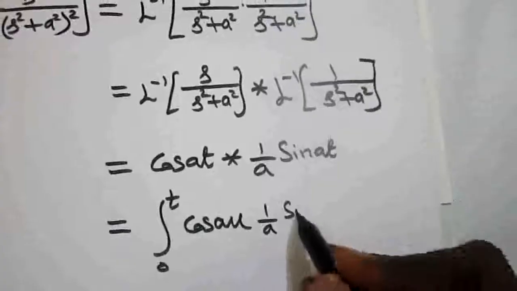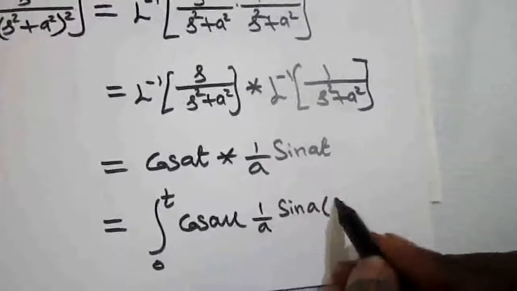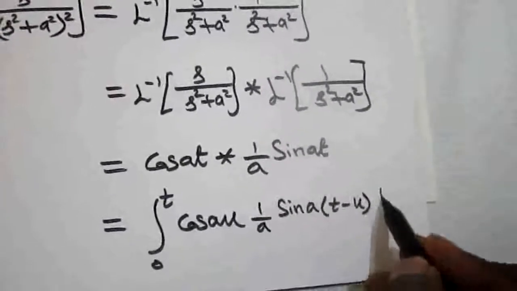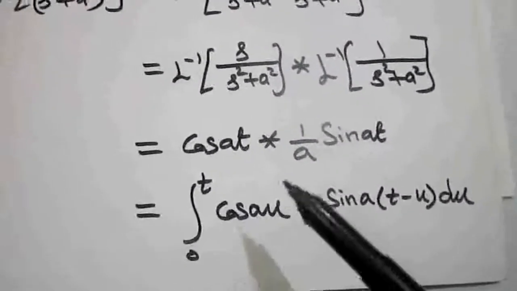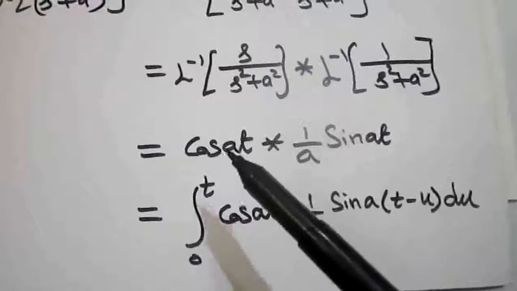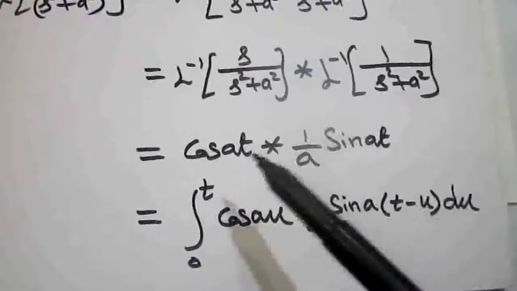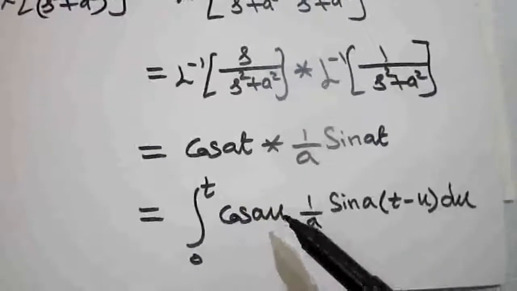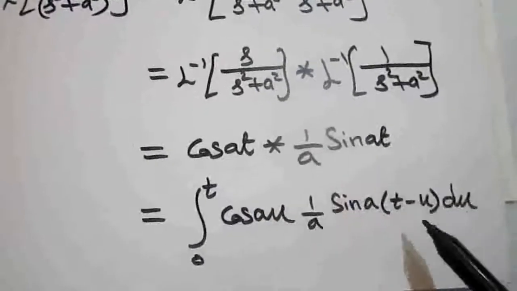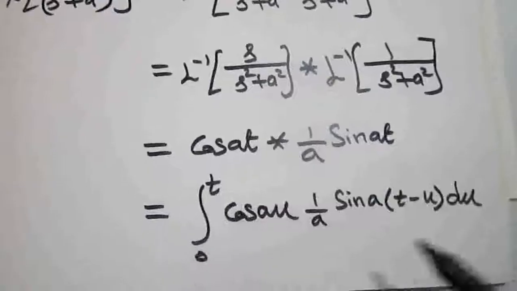In the convolution formula, t is replaced by u, and in the second function t is replaced by t minus u. So this is the formula for the convolution of two functions. What is the convolution of two functions? It is cos at star 1 by a sin at, that is f of t star g of t. In the first function t is replaced by u, and in the second function t is replaced by t minus u. So this is the convolution of two functions.